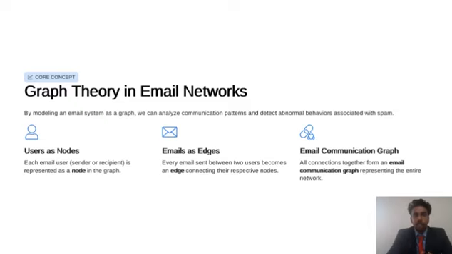By analyzing this graph, we can observe communication patterns between users. Normal users usually communicate with a limited group of people and receive replies. However, spam accounts behave very differently.